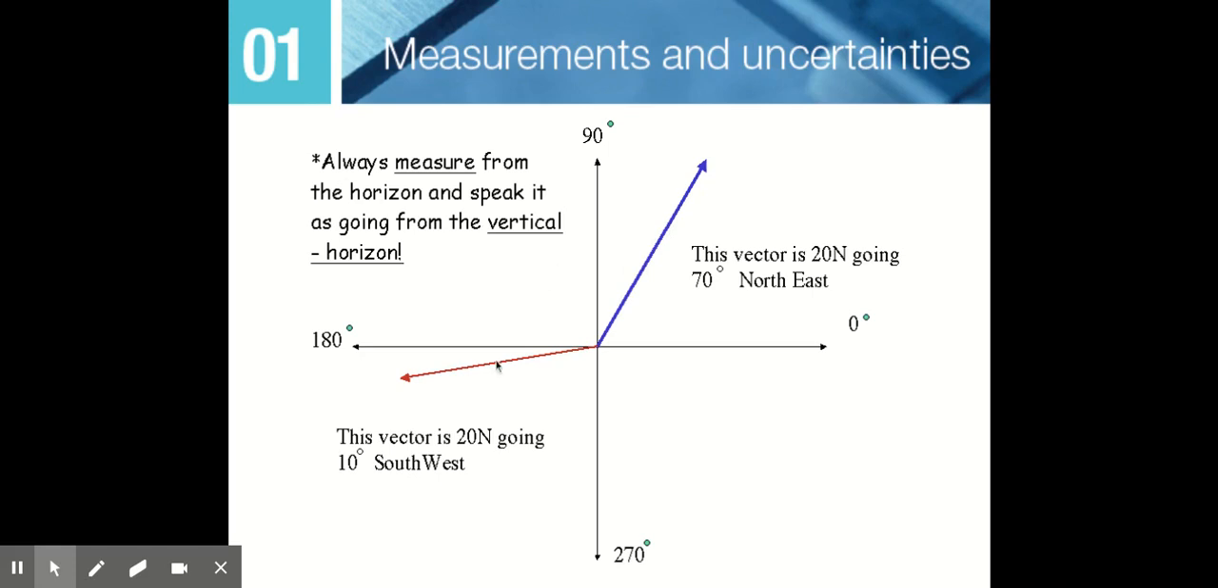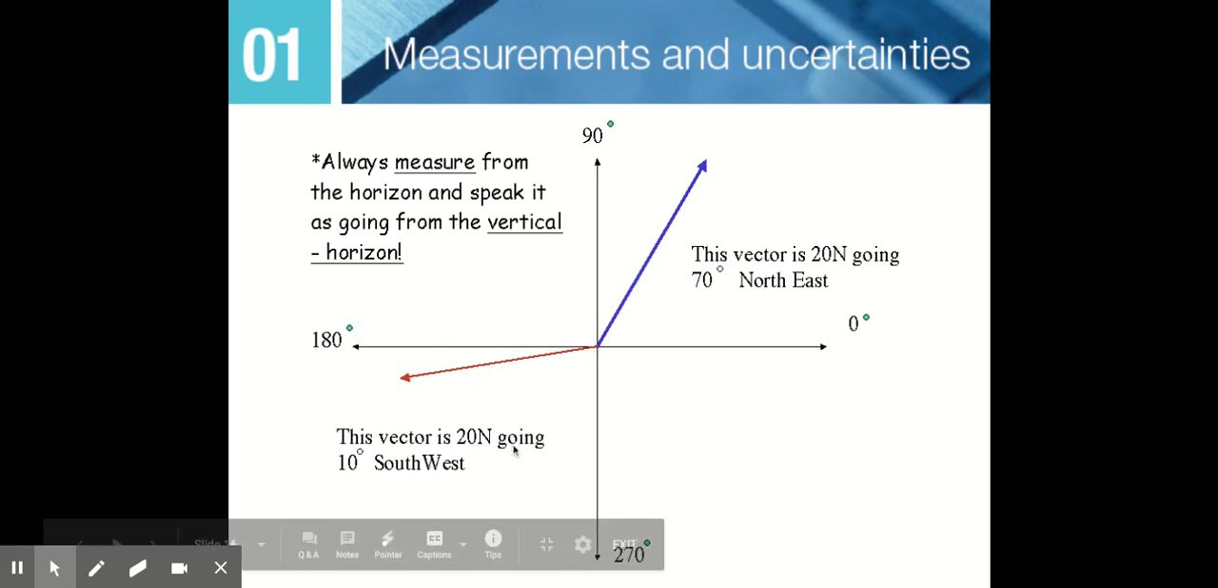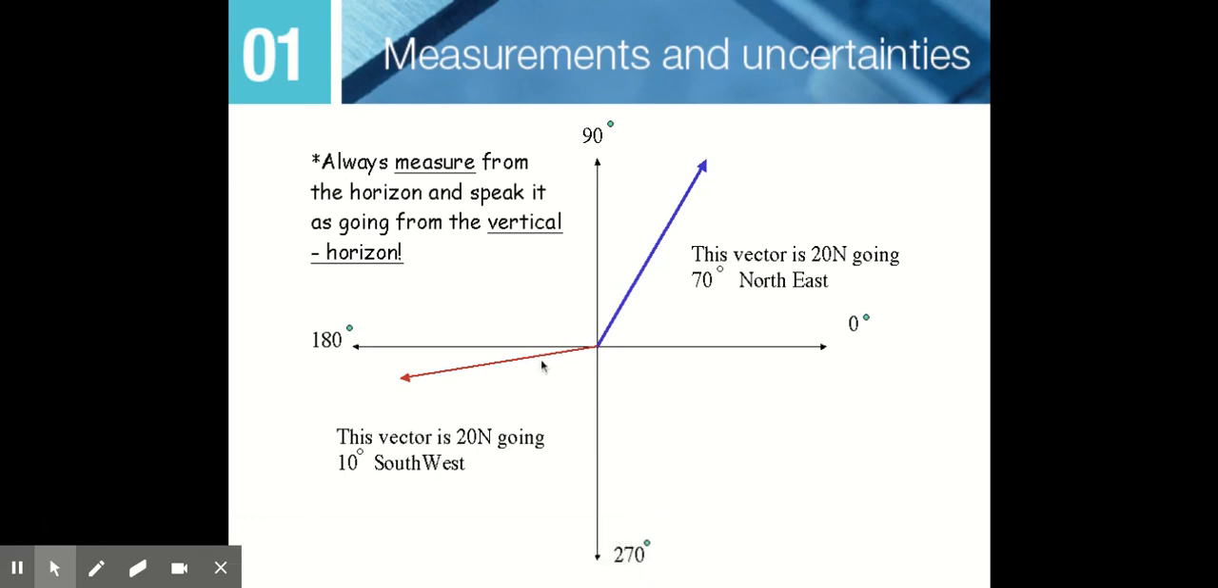Okay, this vector also equals 20 newtons, but we're going to say that it is 10 degrees south of the west line, if you will. You technically could say that it is 80 degrees west of south, but we don't tend to do that.